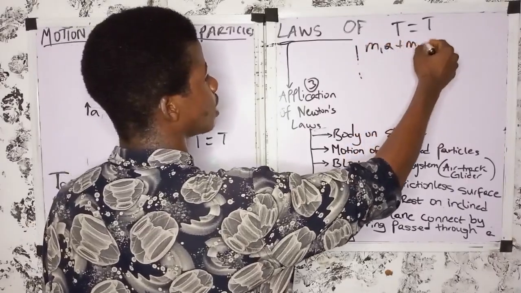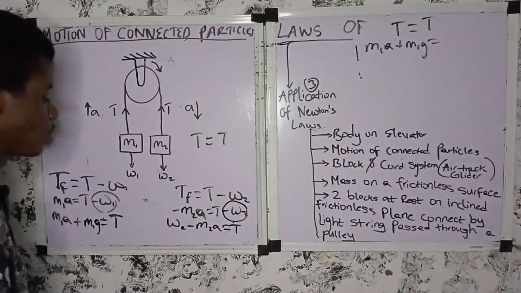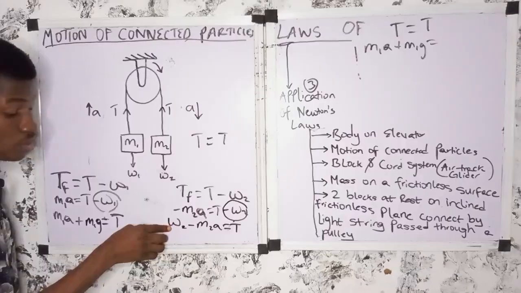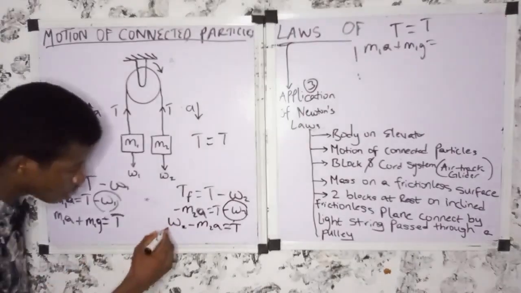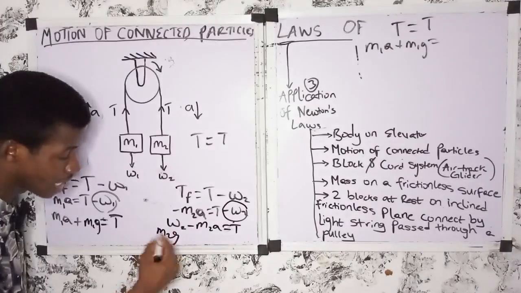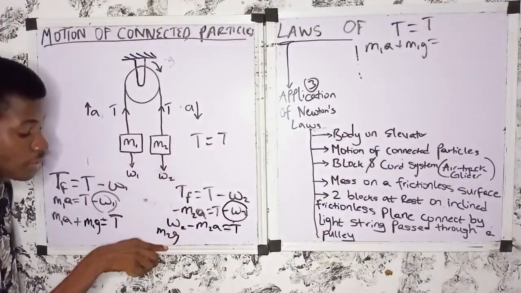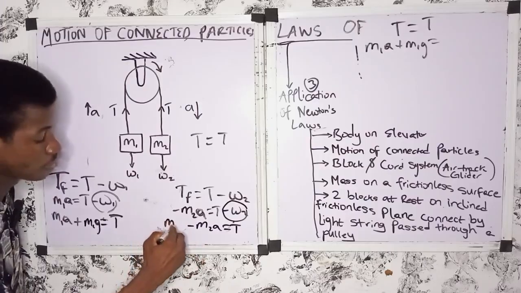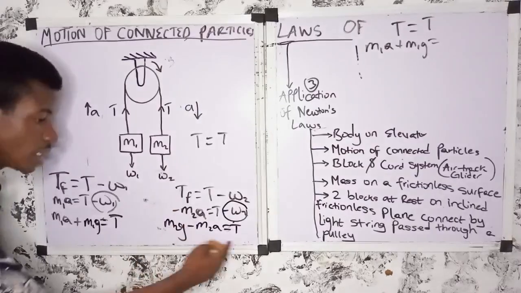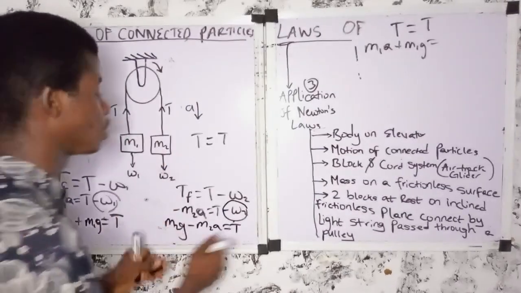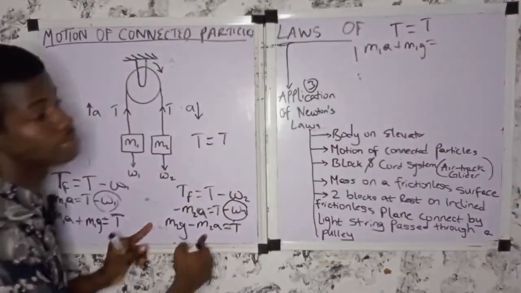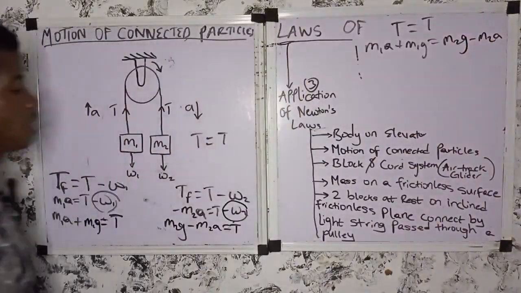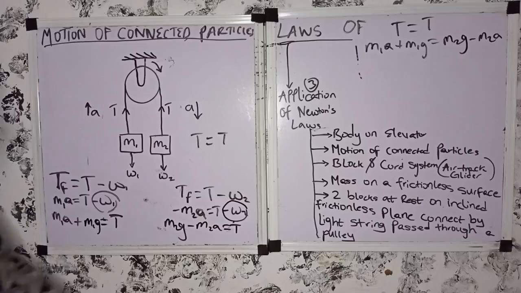M1A plus M1G is equal to what about tension acting on M2? Before that, let me turn this W2 to, remember, the weight is M2G, as regards this M2, that's why you see M2 here. So in place of W2, we'll put M2G. So the tension in M2 is equal to M2G minus M2A. So what are we going to do next?